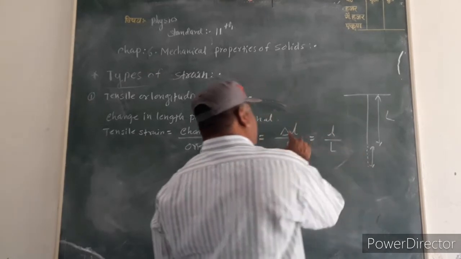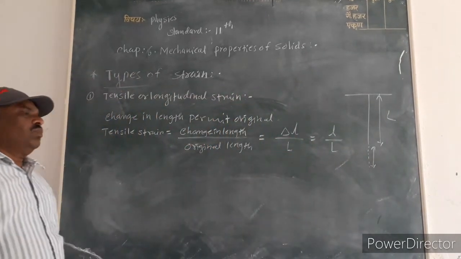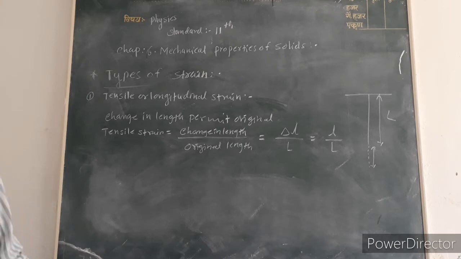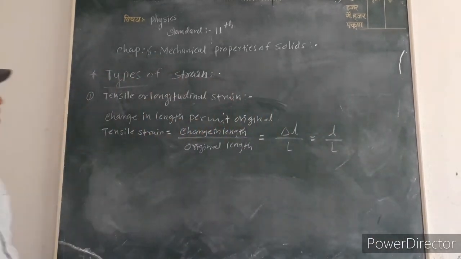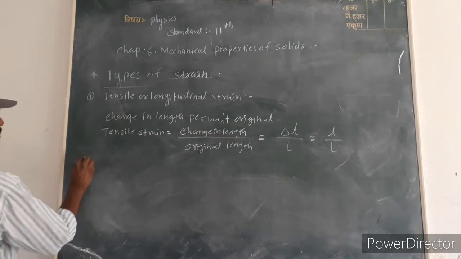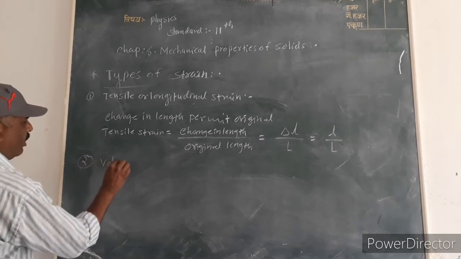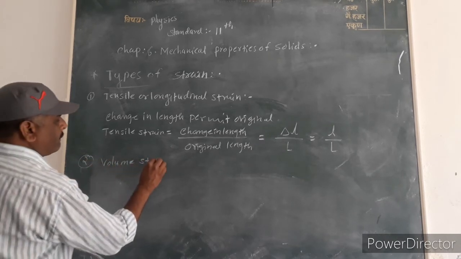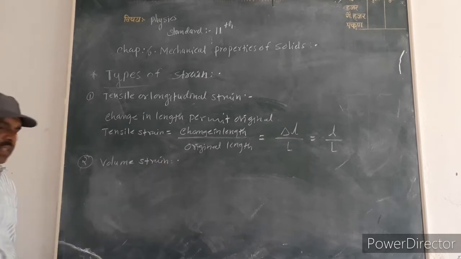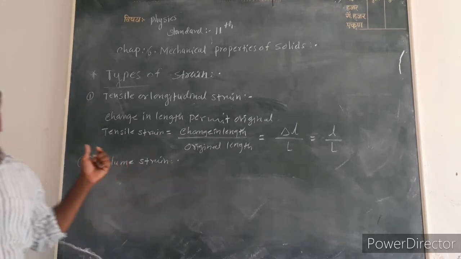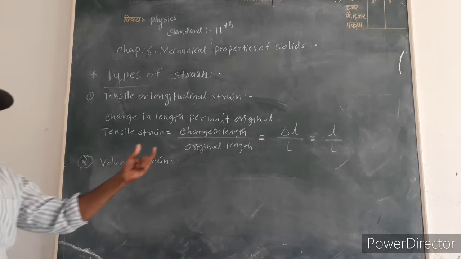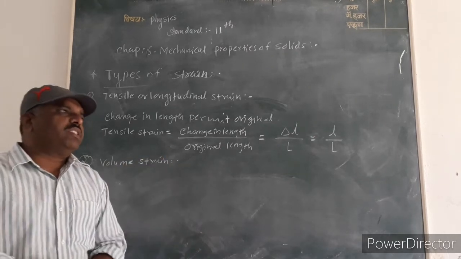And the ratio of change in length to the original length is called tensile or longitudinal strain. The second type is volume strain. The volume strain is defined as the change in volume per unit original volume.